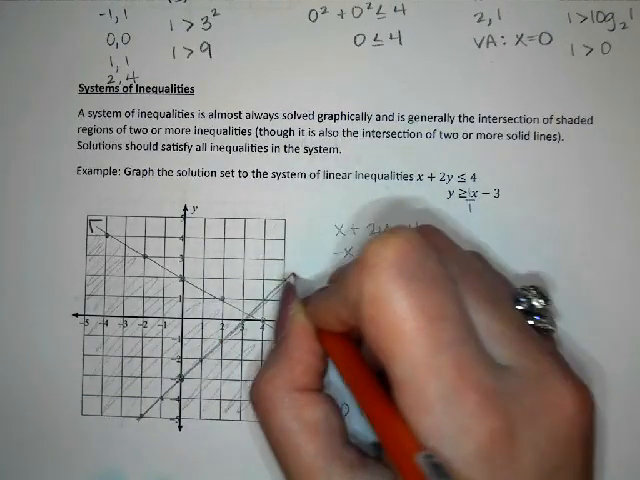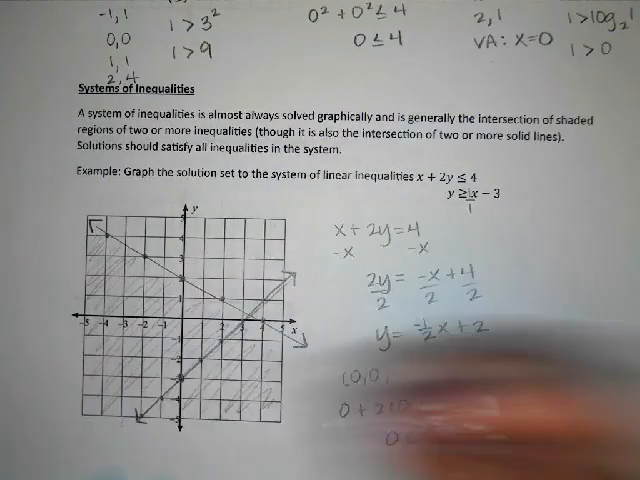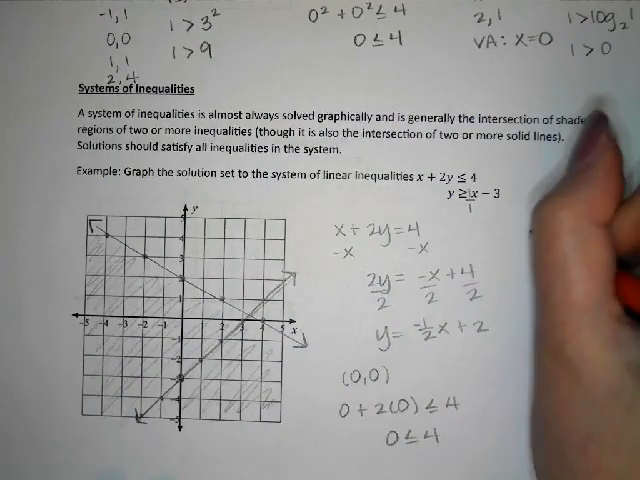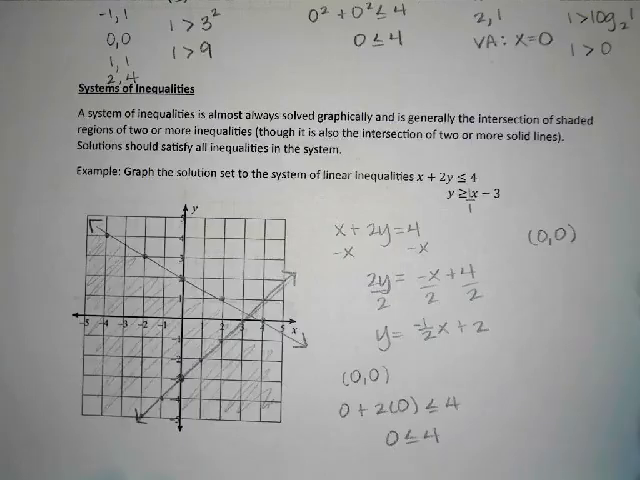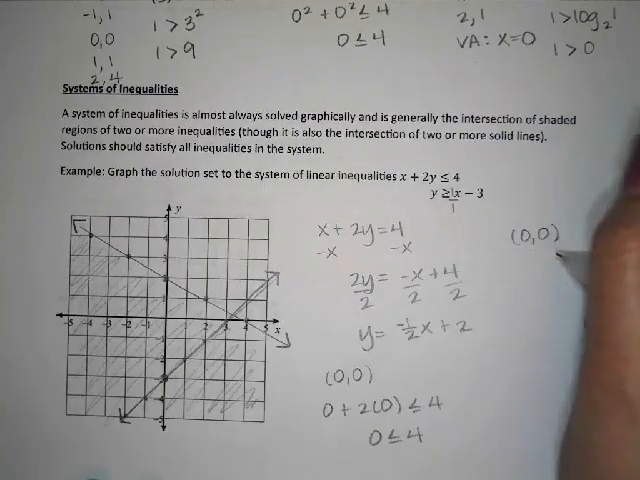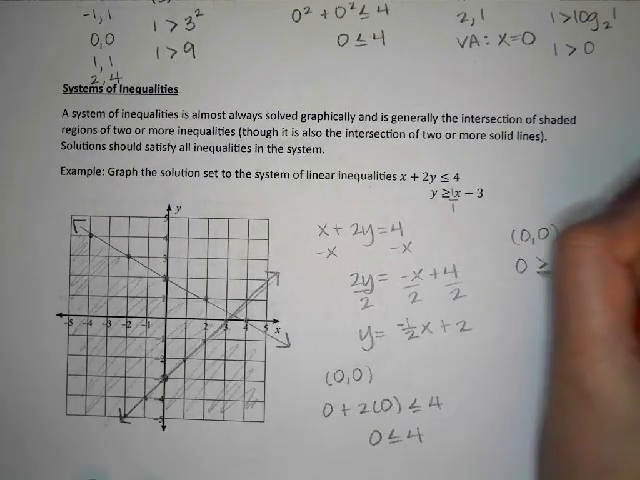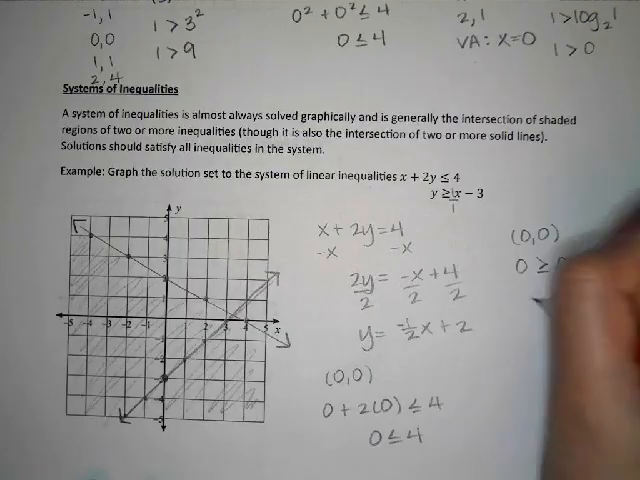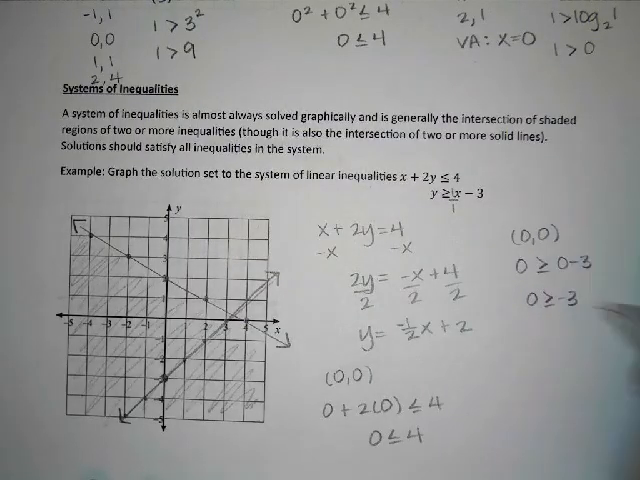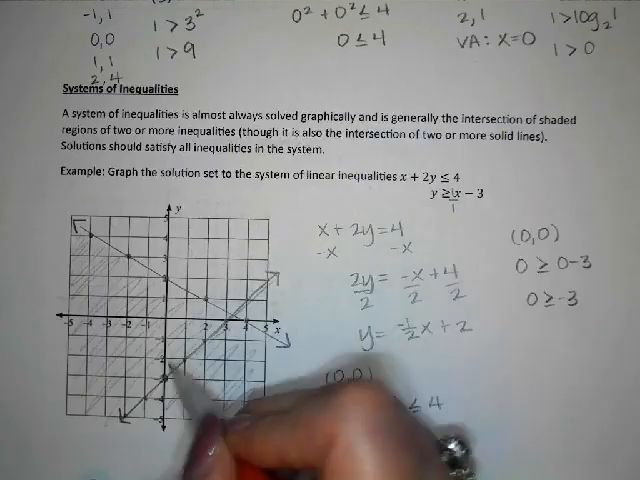And then again, I'm going to plug in 0, 0 to that inequality and see if it's true or not. So 0 is greater than or equal to 0 minus 3. 0 is greater than or equal to a negative is true. And so for this line right here, I'm going to shade above and to the left.